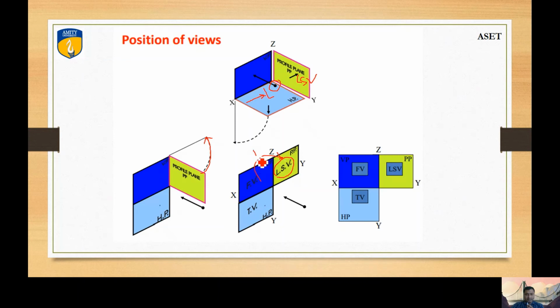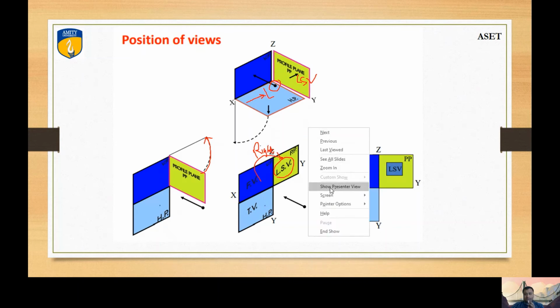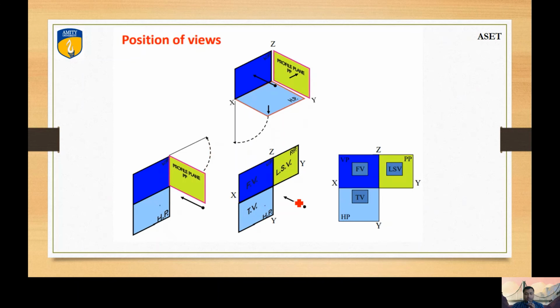You can see this is right on the right of the front view. Right of the front view, right? So finally, what we are going to obtain: the front view, top view, and the side view. Which views are going to be placed in which position?